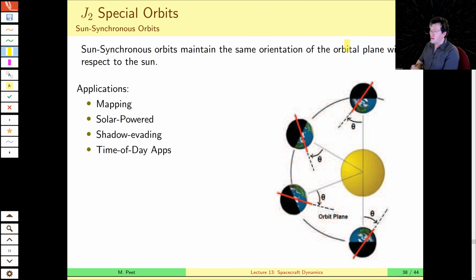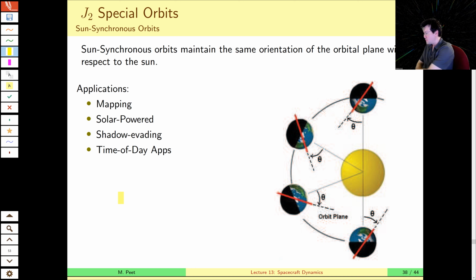Okay. The next special case which we consider is the case of the sun-synchronous orbits. So this is a case where you've designed your orbit sort of like a repeating ground track, but you want not only the ground track to repeat, but you want it to be over the same point on the ground at the same time of day. So there's various reasons you may want that. Mapping.